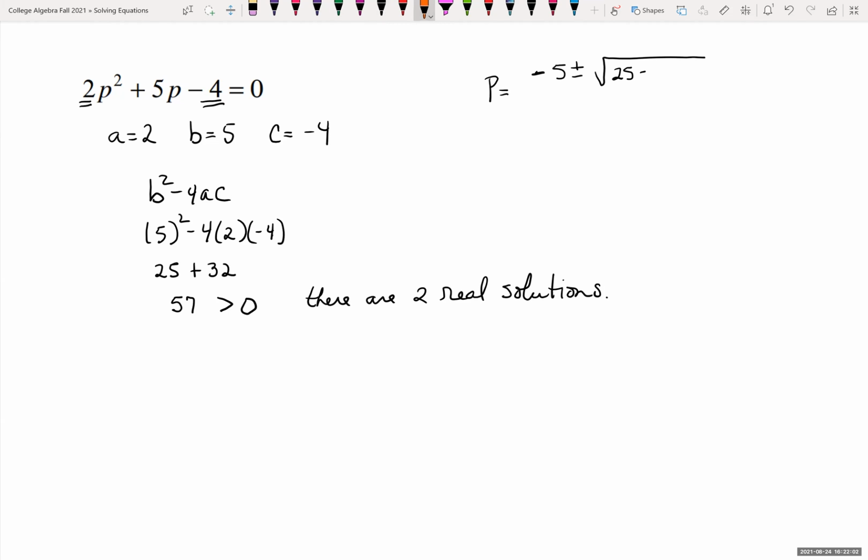Actually, we can save some work, right? We just found b squared minus 4ac. So let's just go in here, and that's the square root of 57, all over 2 times a. 2 times 2 is 4.